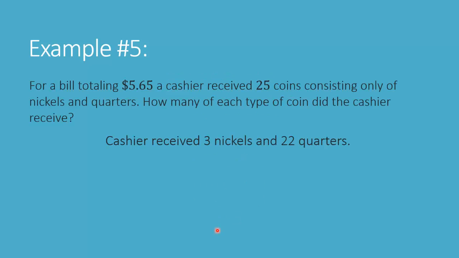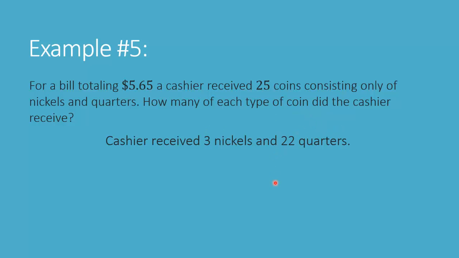Our final answer is that the cashier received 3 nickels and 22 quarters. Just because we found an x equals 3 does not mean we're done. We need to make sure it fully answers the question, because it says each type of coin, not just nickels.